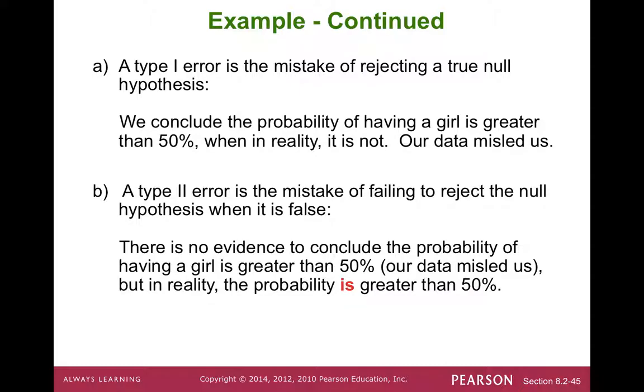An example of a type 2 error, where we mistakenly fail to reject our null: there is no evidence to conclude that the probability of having a girl is greater than 50%, meaning our data misled us, but in reality, that probability would be greater than 50%. So those are a couple of examples of a type 1 and a type 2 error.